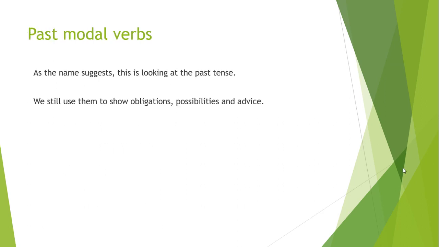Now, as the name suggests, past modal verbs, we are looking in the past tense. We still use them to show obligations, possibilities, and advice, but instead of giving advice or talking about obligations of things that people have to do now, it's talking about things in the past.